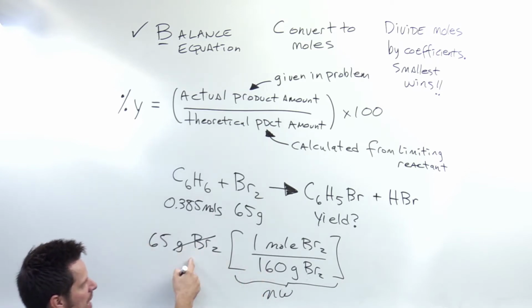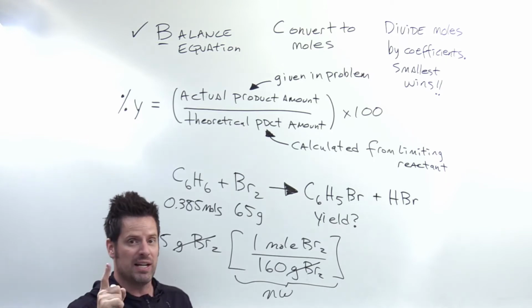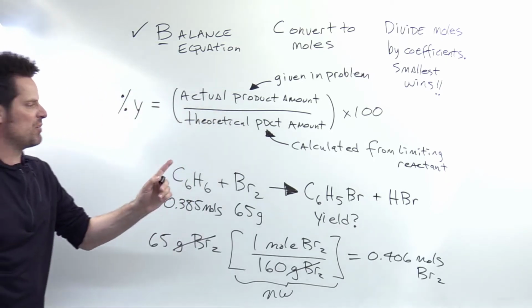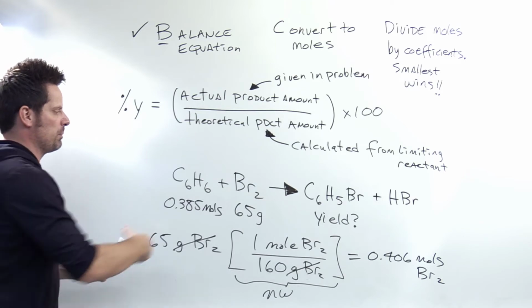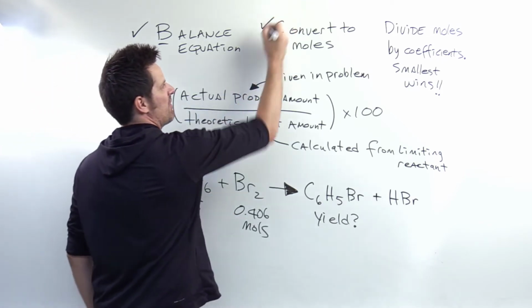Units cancel each other out, grams bromine, grams bromine. I end up with an answer of 65 divided by 160. Plug and chug on your calculator, and this comes to 0.406 moles of bromine. So I'm going to replace my 65 grams here with that number. We're now done with step C, converting everything to moles.